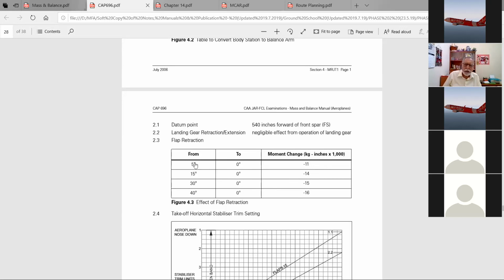Very simple. Raising from 5 degrees down to 0 degrees up, the change of moment is minus 11,000. If it says lowering of flaps from 0 to 30 degrees, my change of moment is plus 15,000. This is what you've got to be careful of to get the correct answer. How this is affected and all that will be in your performance. It's beyond the mass and balance calculations.